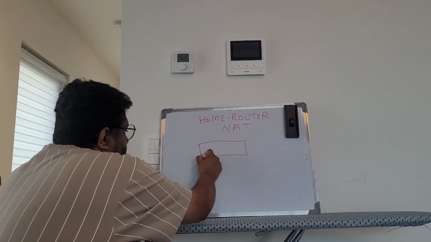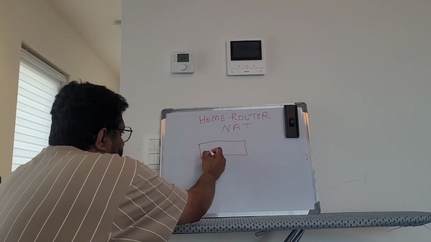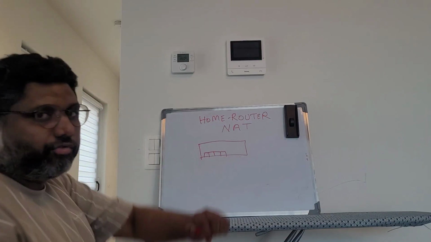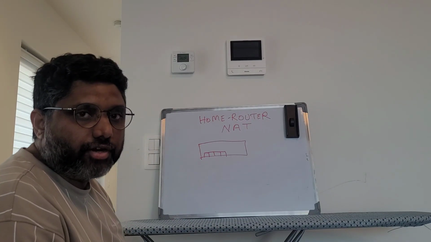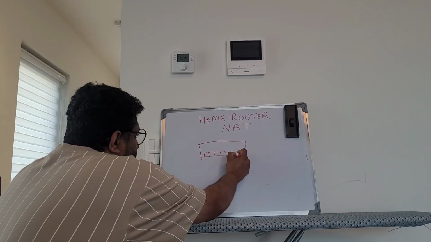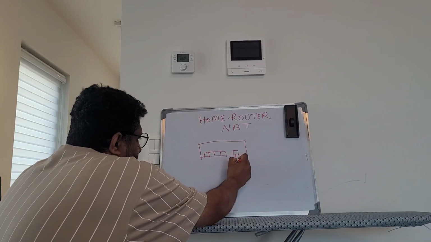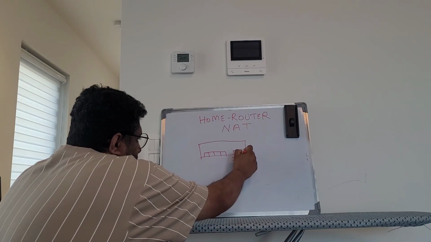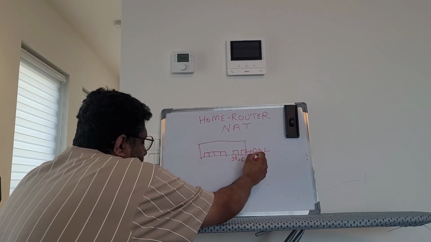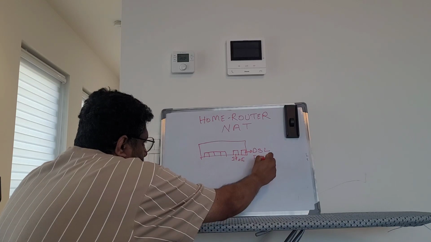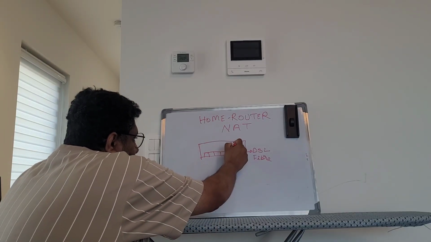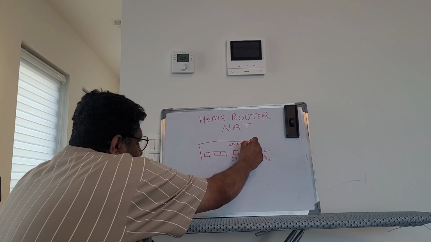So let's suppose this is the router box. It has 1, 2, 3... usually you will have 4 ports on the home router, which are called LAN ports, which is a switch, right? And here you will have IPoE, or DSL, or you have fiber, right? And the most important thing is it will have a Wi-Fi access point.